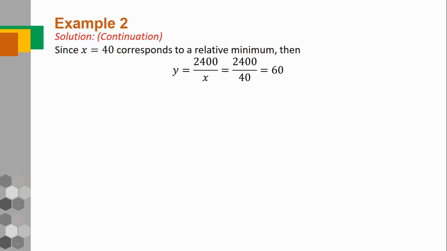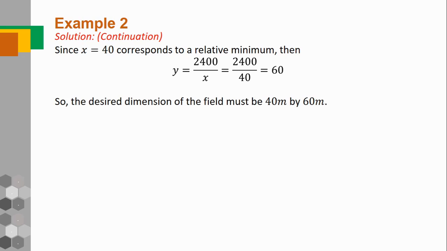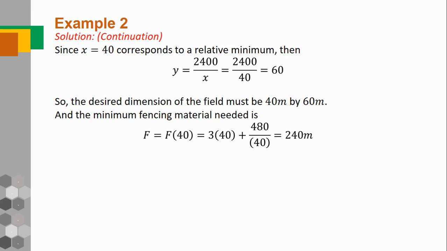Since x equals 40 corresponds to a relative minimum, then y equals 2,400 over x equals 2,400 over 40 equals 60. So the desired dimension of the field must be 40 meters by 60 meters. And the minimum fencing material needed is f equals f of 40 equals 3 times 40 plus 480 over 40, and that's equal to 240 meters.